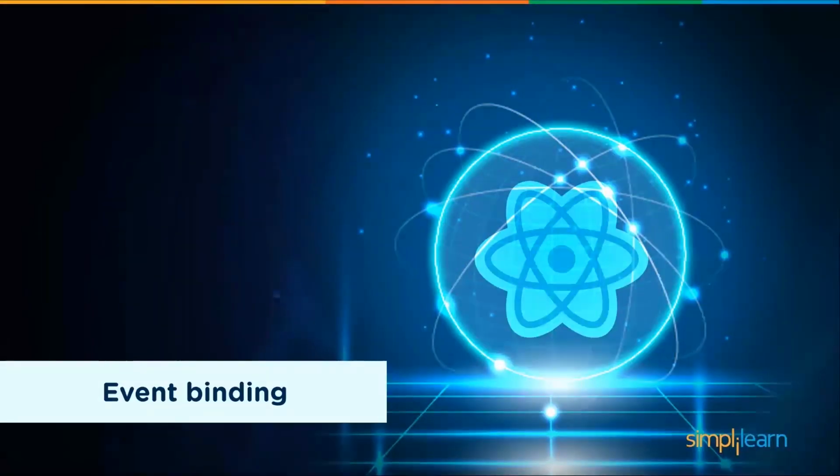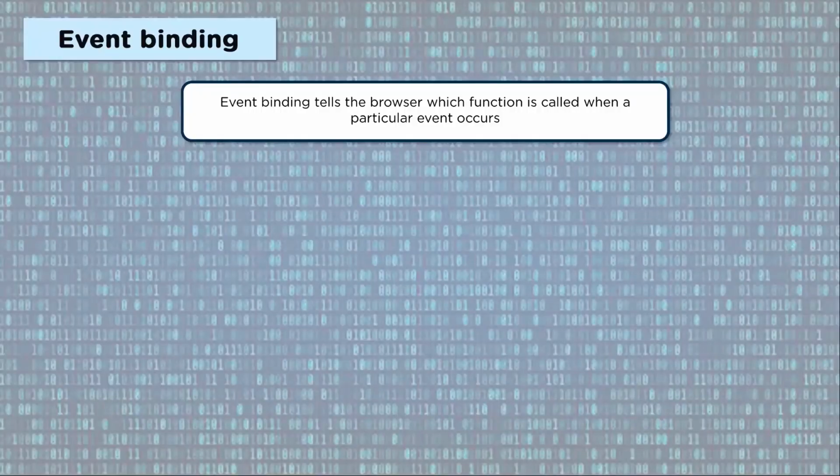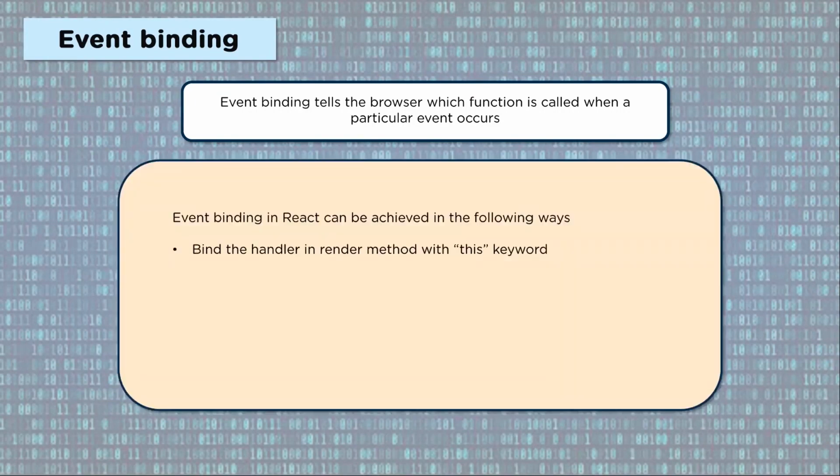Now it's time to understand event binding. So along with the notifications that you subscribe to so that you would come to know where users have clicked or what interaction has happened in your component, you may also want to send data or information along with this event. So event binding tells the browser which function is called when a particular event occurs and what kind of data you would want to send across. So event binding is basically what you achieve in React using the following steps.